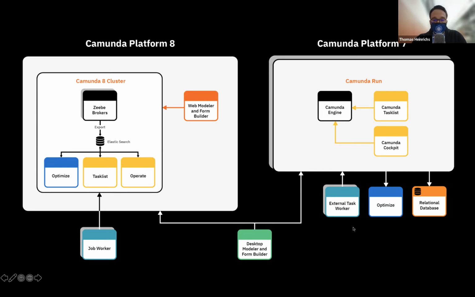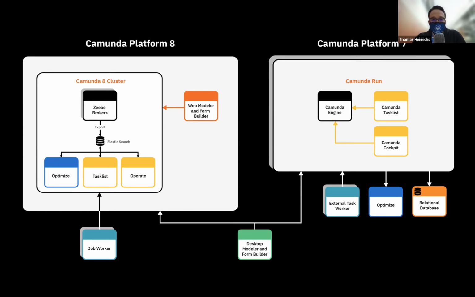Great. So as you can see, instead of cockpit and task list, we do have operate and the task list right here, and optimize is also right away integrated to Elasticsearch. Still, if you don't want to use the web modeler and the form builder, there's a desktop modeler and the form builder also available. So this kind of tool bridges the gap between Camunda 8 and 7, kind of. Cool. I hope that for you, some similarities and some differences are now a bit clearer in terms of how they differ.